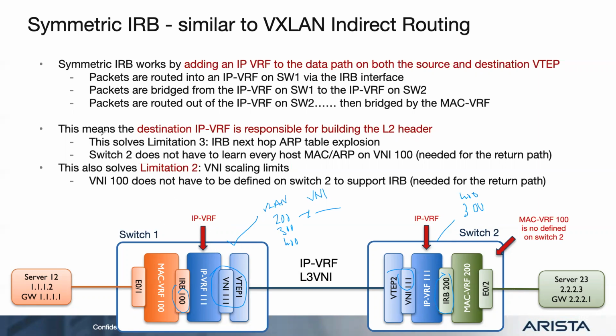So there were two limitations in asymmetric IRB: exhaustion or explosion of the ARP table and even the MAC table, and also VLAN to VNI scale. We have to configure all the SVI VLAN to VNI mappings on all the VTEPs, because all SVIs are present everywhere, which is not the case with symmetric. So you don't have to configure all the VLAN to VNI mappings. These are the two problems which will be solved by using symmetric IRB. Okay.